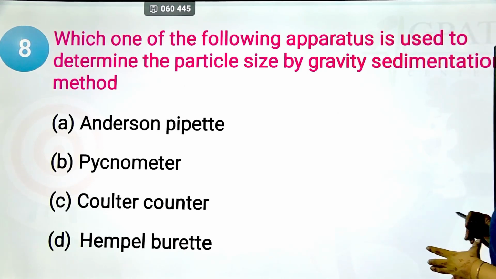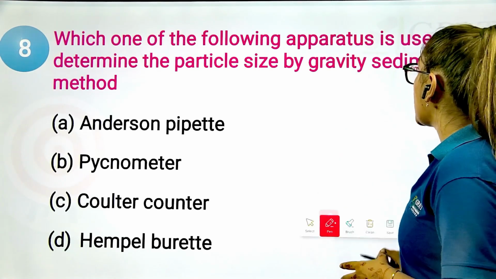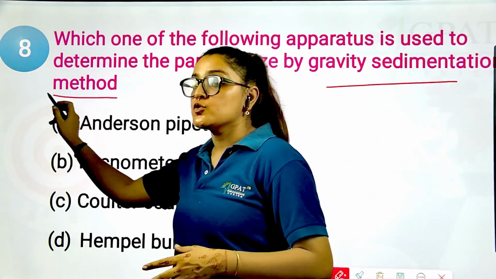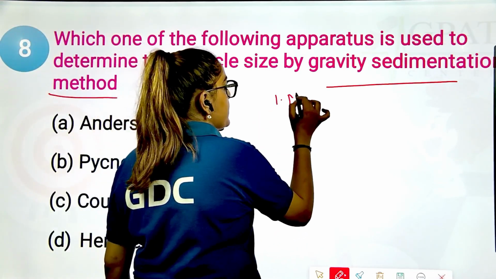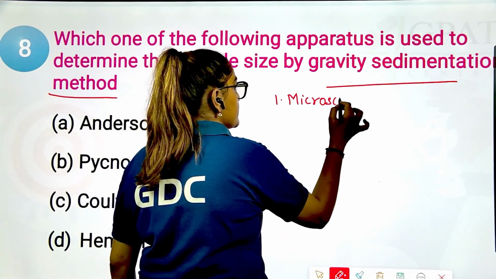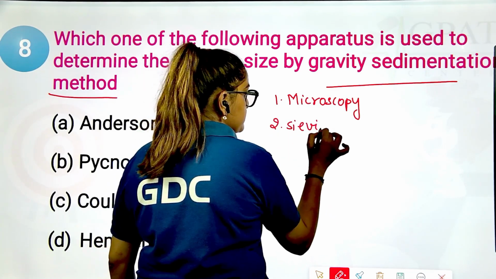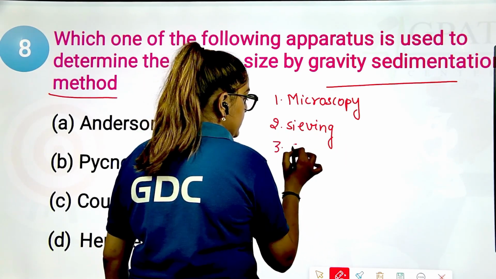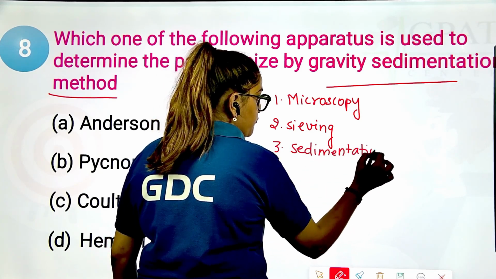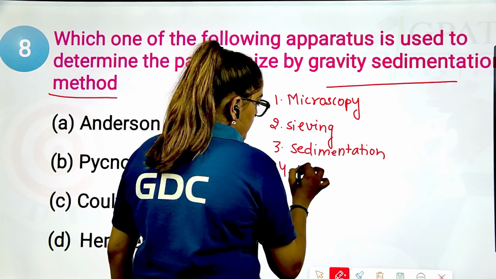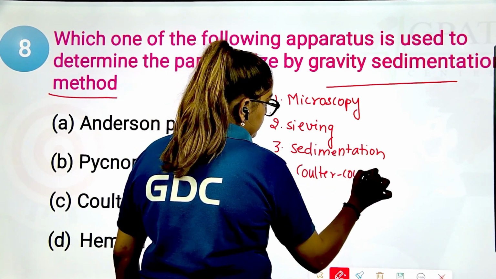Which of the following apparatus is used to determine the particle size by gravity sedimentation method? So for the particle size determination, we generally use number one, microscopy method, number two, sieving method, third, sedimentation method, fourth, Coulter counter method, which is under the conductivity, right?